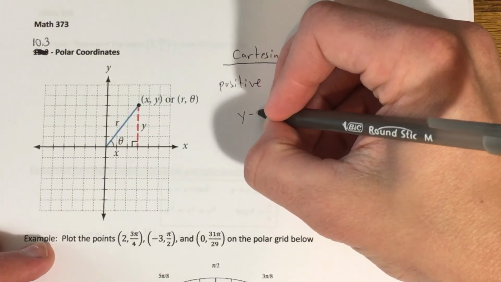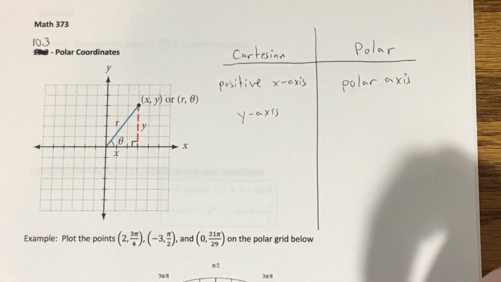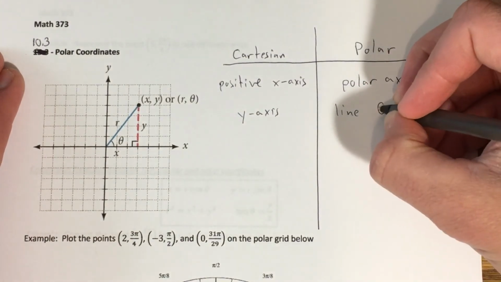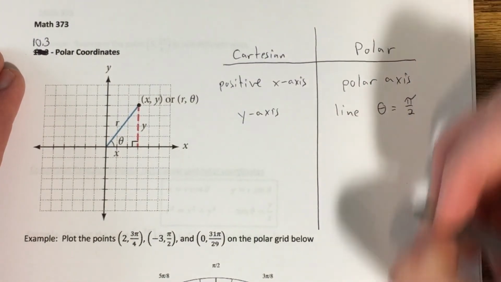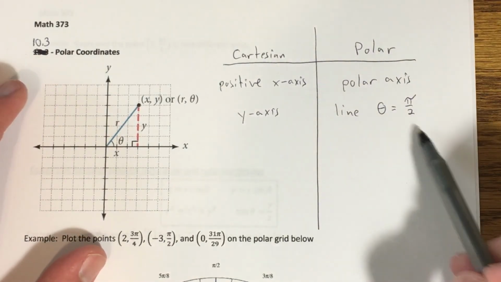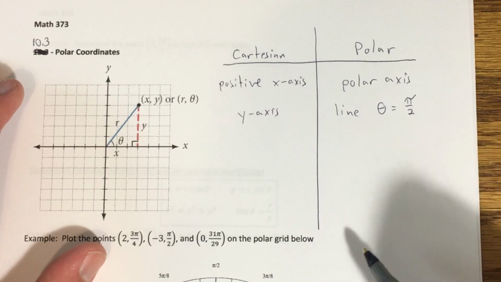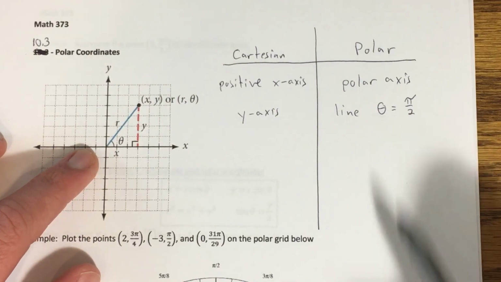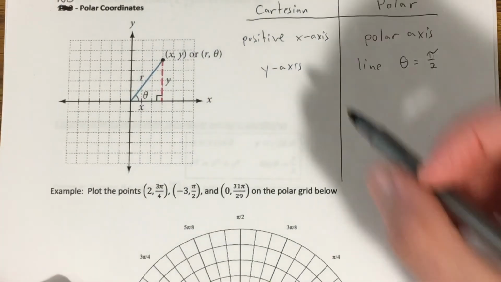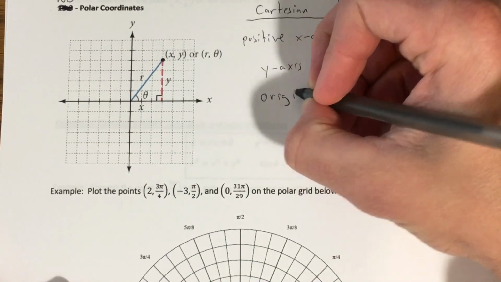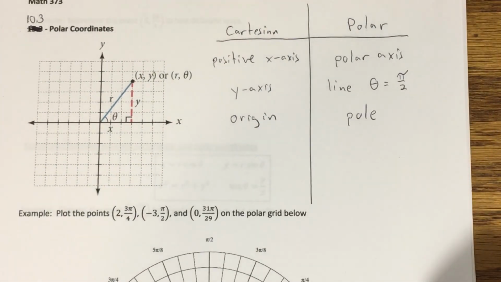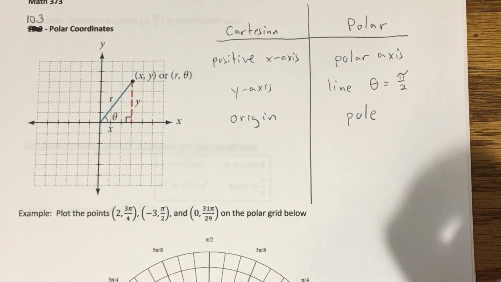The y-axis, for reasons that will become more clear when we get into 10.4, is called the line theta equals pi over 2. We'll look at graphs of polar functions and we'll see that constant functions, theta equals a constant, always look like a line through the origin. The y-axis is a line through the origin and it corresponds to the angle pi over 2, which is why we call it that. And then finally, the origin in Cartesian coordinates we refer to as the pole in polar coordinates. So these are just alternative terms that we use depending on which coordinate system we're working in.